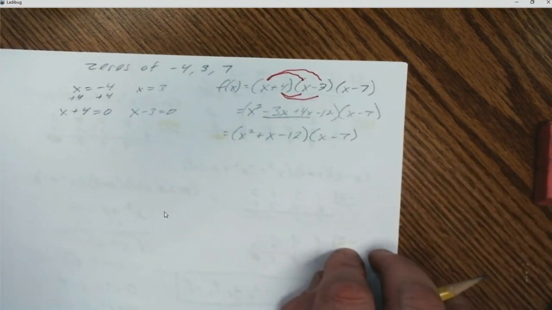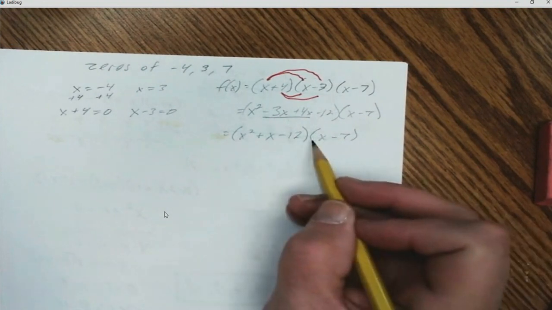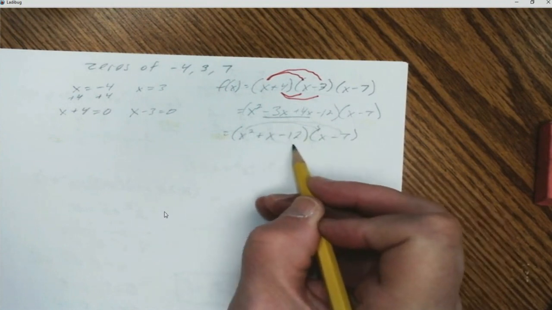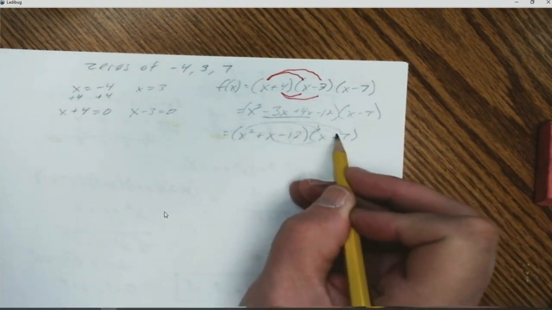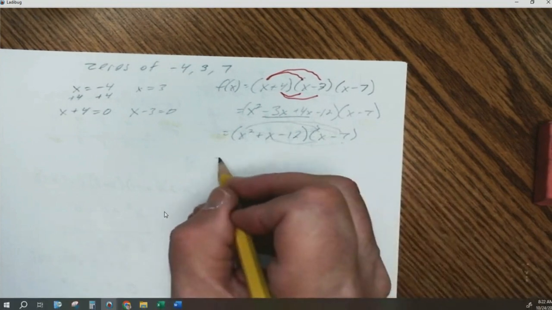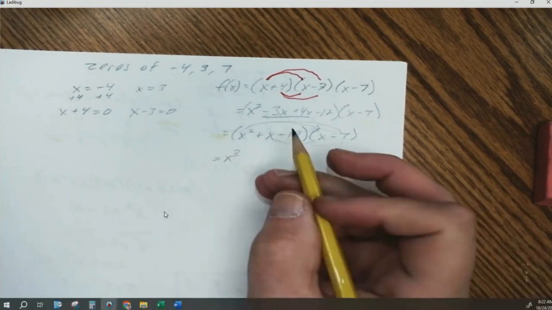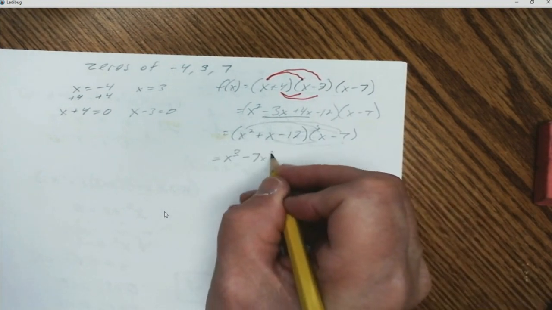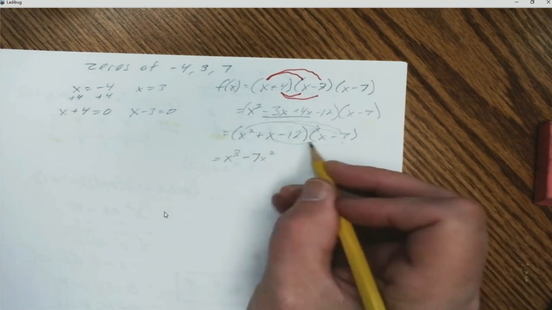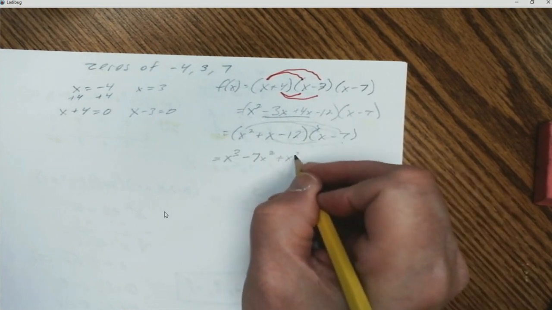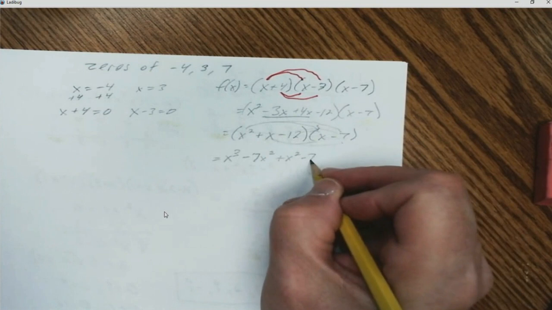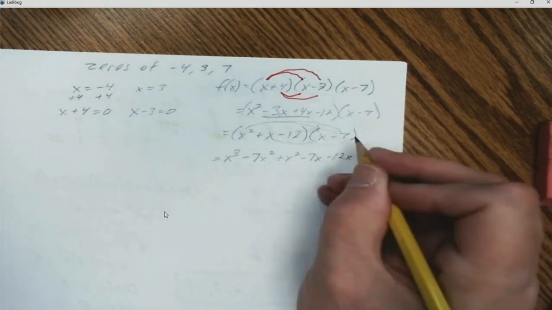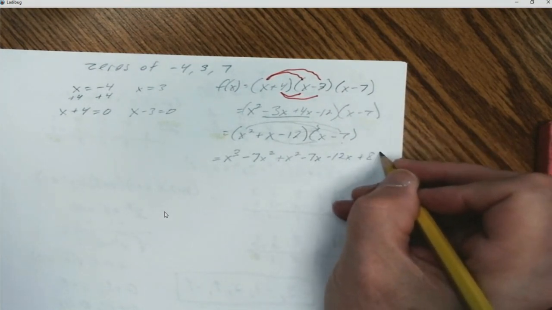Great. Let's just do it one more time. This time, you can put them in the other order if you want to do it that way, but we'll leave them in this order. We got to do this times both of them. Then we got to do this times both of them. And then we got to do this times both of them. So x squared times x is x to the third. X squared times 7 is negative 7x squared, because that's a negative 7. X times x is x squared. X times negative 7, negative 7x. Negative 12 times x. And negative 12 times negative 7.